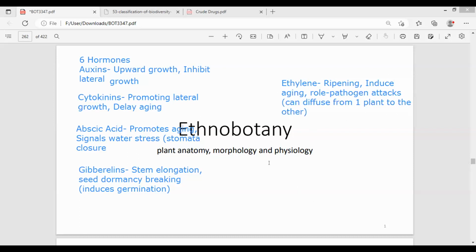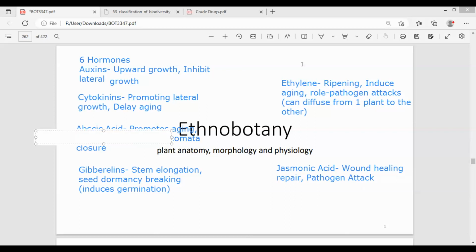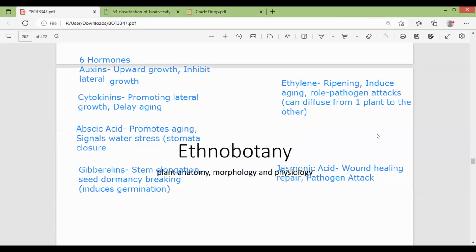Finally, we finished with jasmonic acid. Jasmonic acid is, number 1, wound healing and repair, but also has a role in pathogen attack, production of toxin. So this is a summary of the hormones, because the hormones are the most important ones to remember when it comes to plant physiology. So this is a summary of what those hormones do.